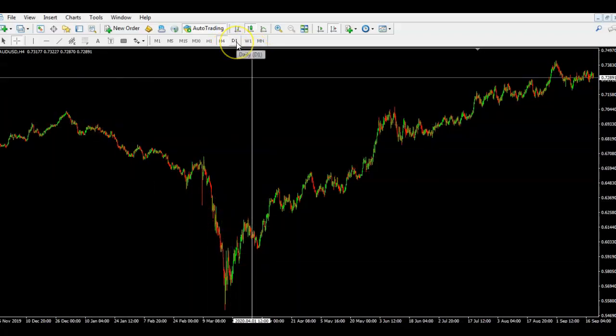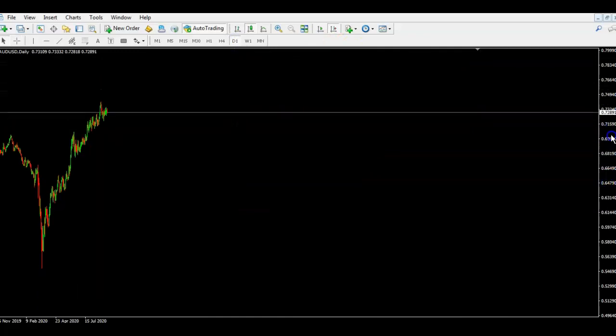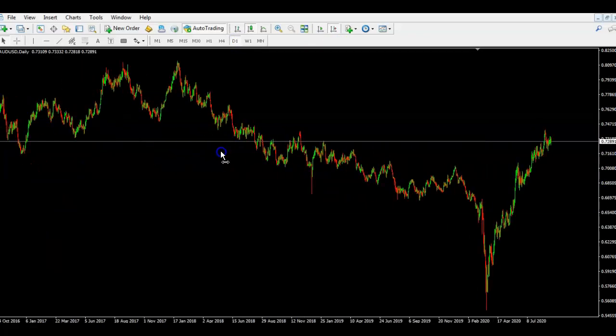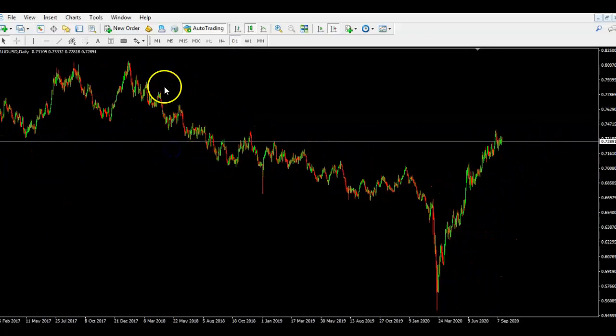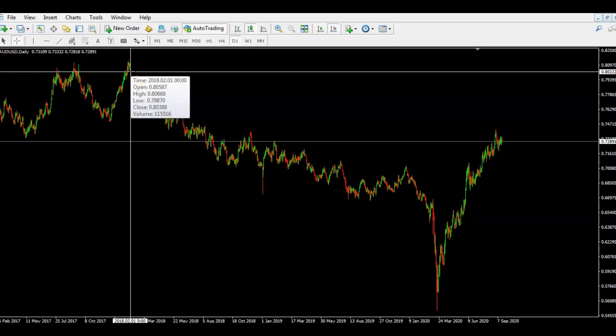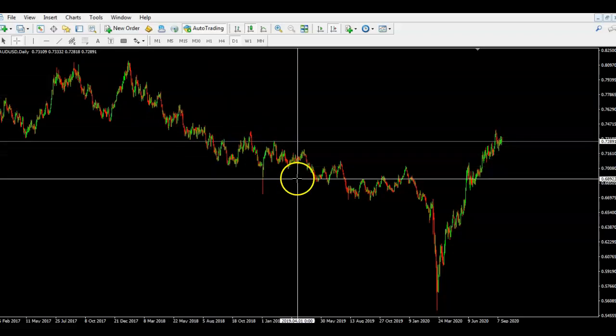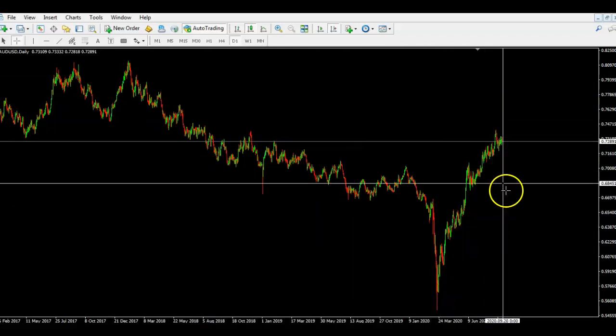Let me put it in a daily, so we can see the whole picture a little bit better. And that's another thing that I want to add also. I was looking for this downtrend for a long time, since 2008, February 1st, it started coming down, and I was waiting for this.